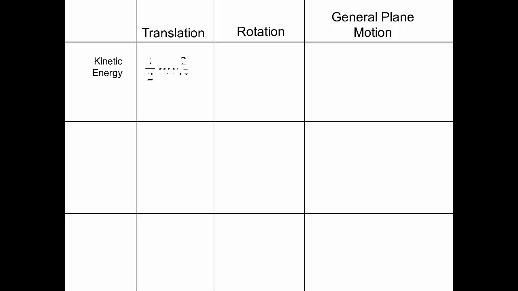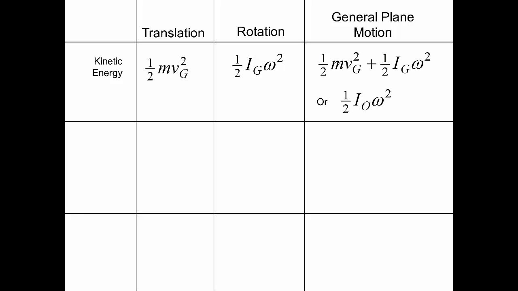For kinetic energy, when an object is translating, we use 1/2 the mass times the velocity of the center of gravity squared. If it's pure rotation, then we have 1/2 the mass moment of inertia about the center of gravity times the angular velocity squared. For general plane motion, where we have both translation and rotation, we add both of these terms together. Or we can also shift our mass moment of inertia about a fixed point of rotation to get 1/2 the mass moment of inertia about the fixed point times the angular velocity squared. But again, this is only valid if O is a fixed axis. 1/2 mv squared plus 1/2 Ig omega squared we can use anytime.